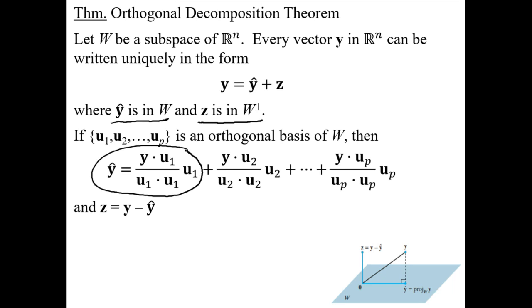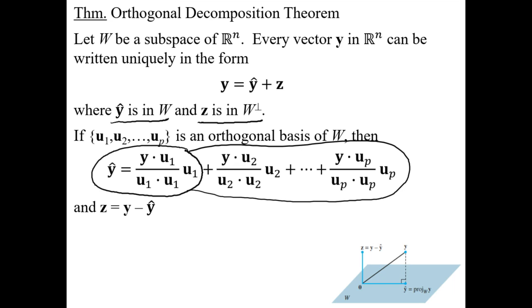Well, if the dimension is bigger than 1, we're just going to have these extra terms to consider here as well. So it's going to be the same format, same idea as we did last class. Just now there's more of them because now W is defined by more than just one vector. And then to find z, we're just going to solve for z, and we get y minus y hat.